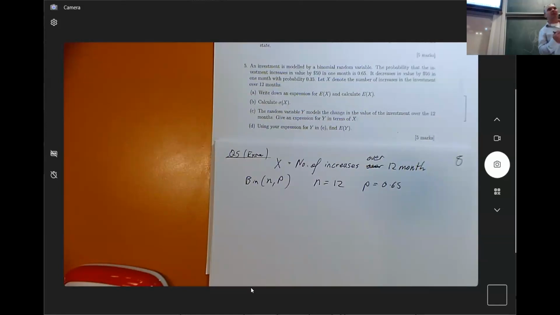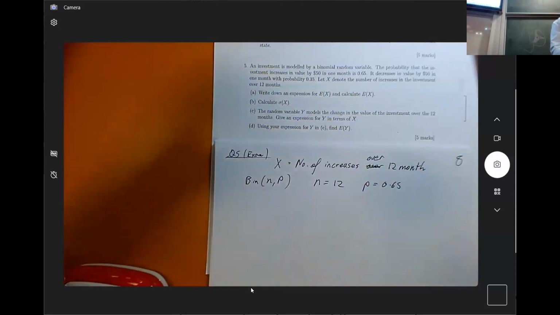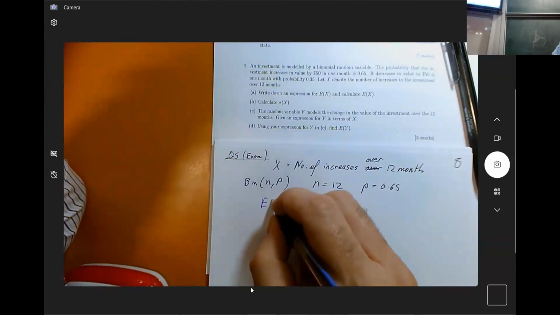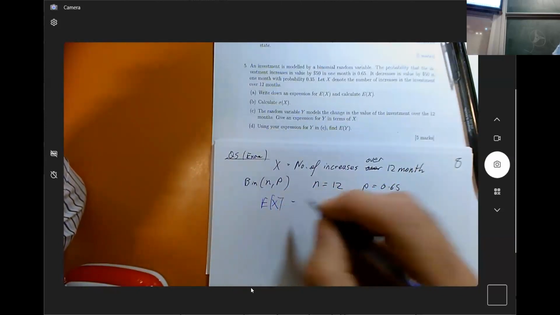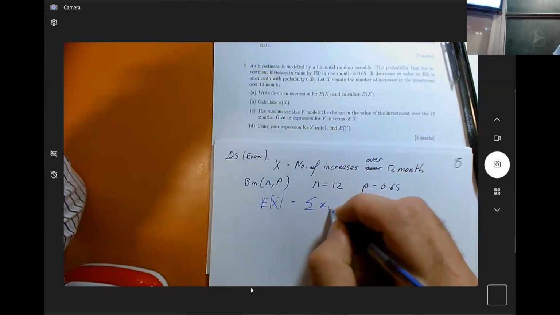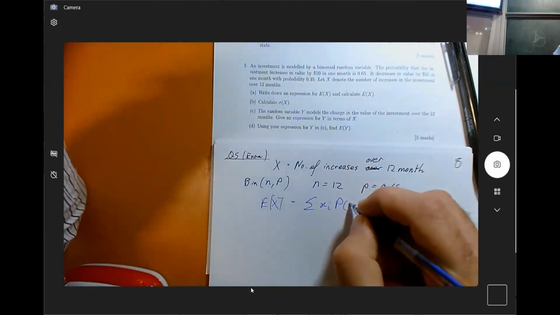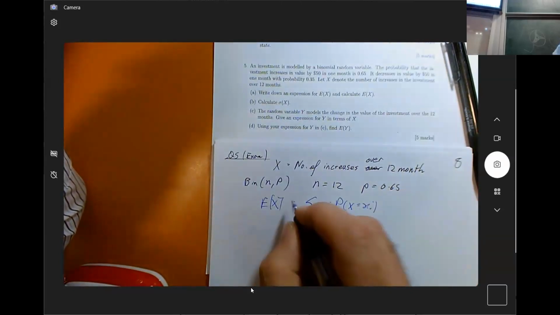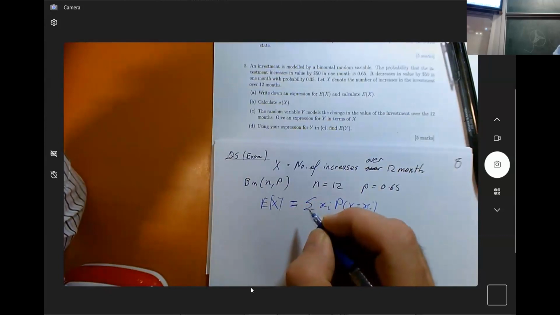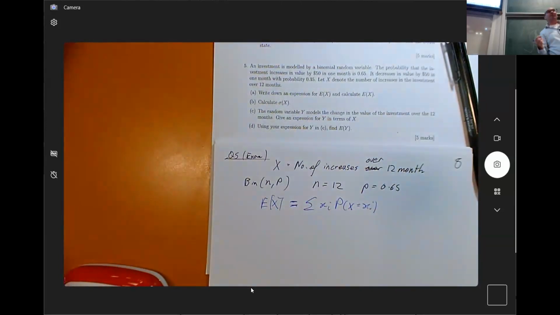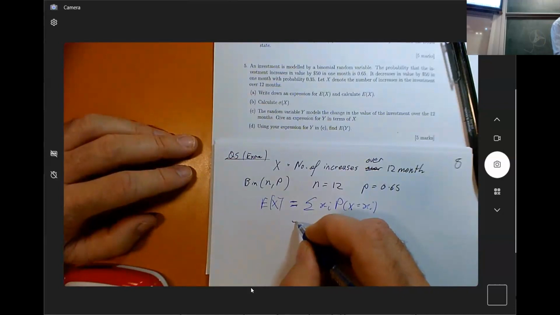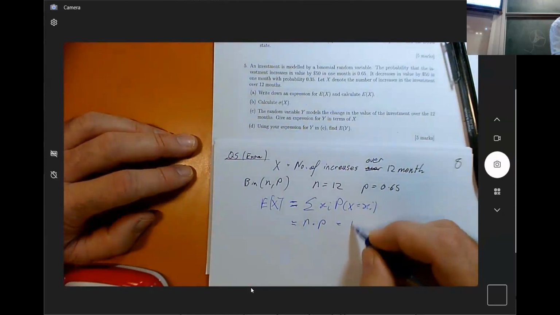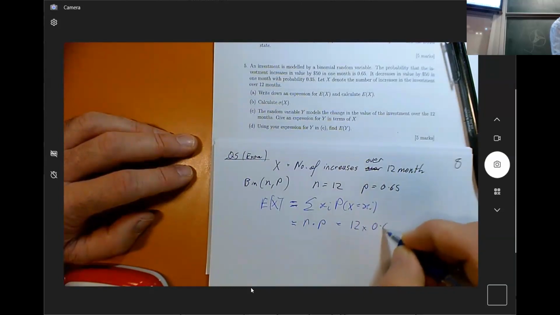There are sort of two ways of doing this, right? So we've just done that thing. Binomial distributions are discrete random variables, and so my expected value of X could be given by the sum of xi times the probability of X equal xi. But because this is a binomial random variable, I actually know that it's going to be equal to n times p, which is 12 times 0.65.